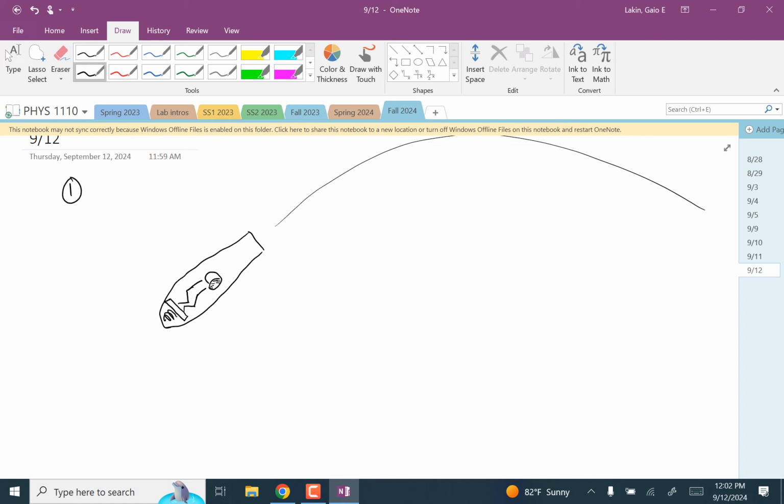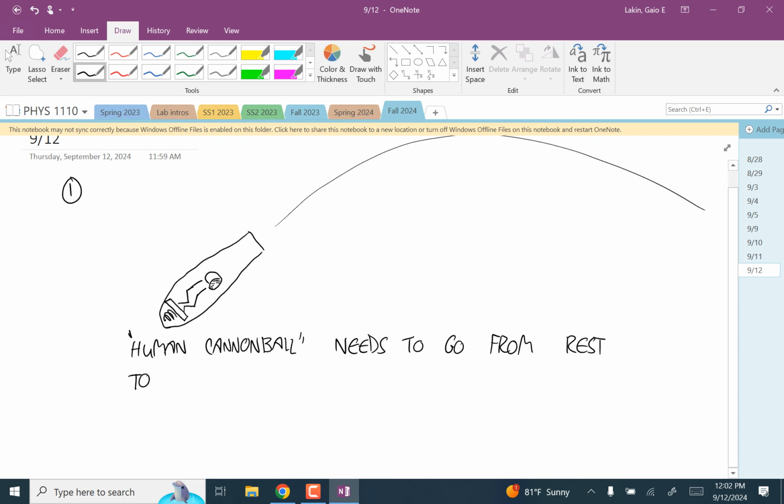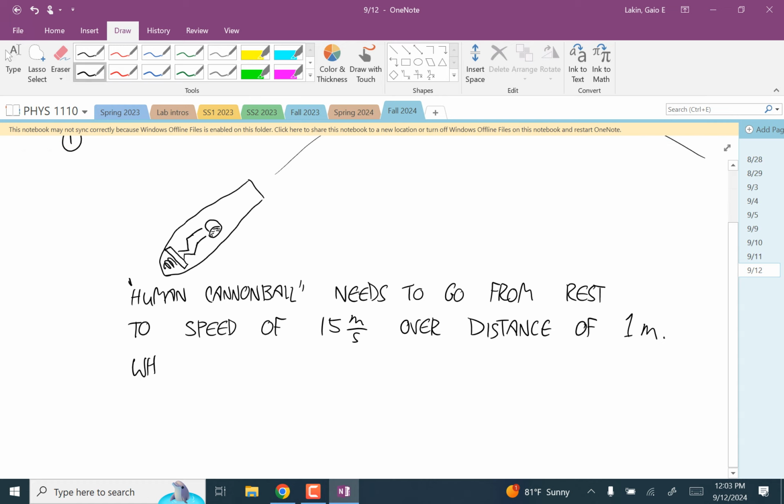So for a human cannonball, needs to go from rest to a speed of 15 meters per second over a distance of 1 meter. And the question is, what's the acceleration?